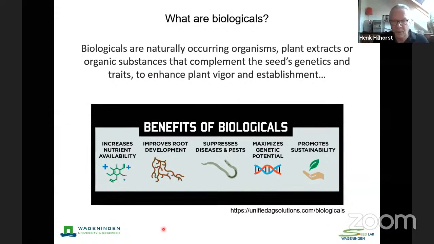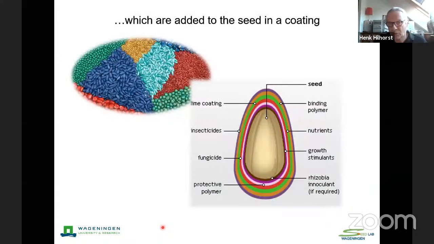And at the moment, in many countries, people are screening hundreds and thousands of these biologicals for their performance in different crop seeds. And these biologicals are added to a seed coating. And there are different types of coating, but here you see an example, a cross-section of a seed with the different layers of coating.